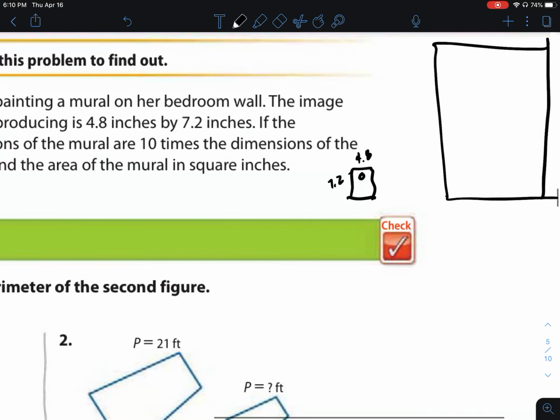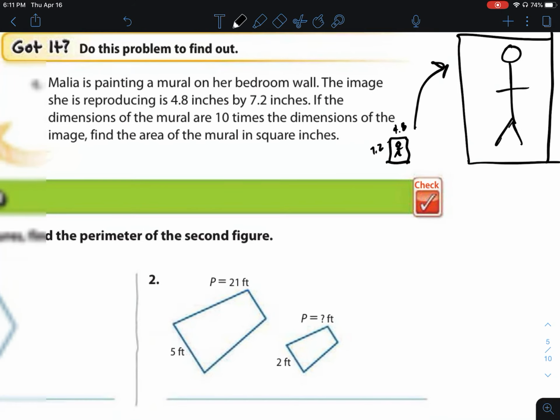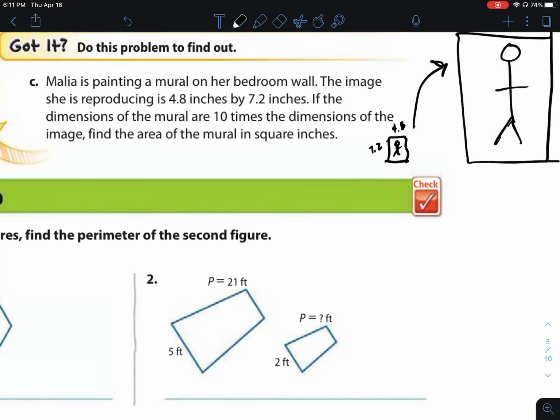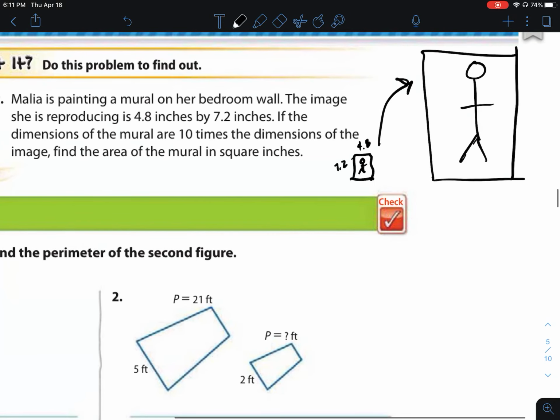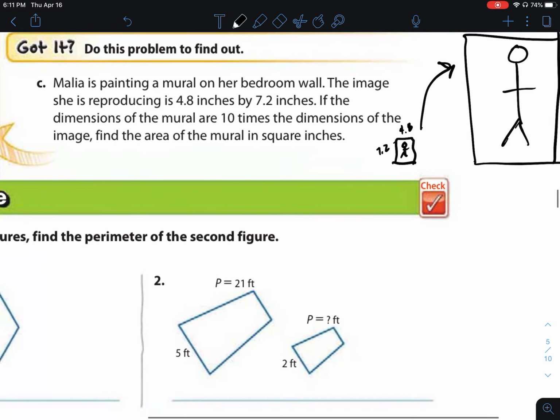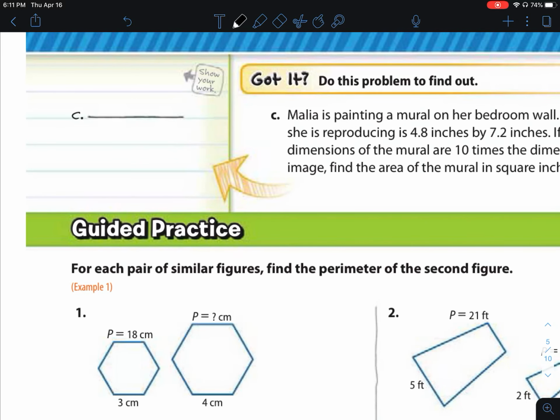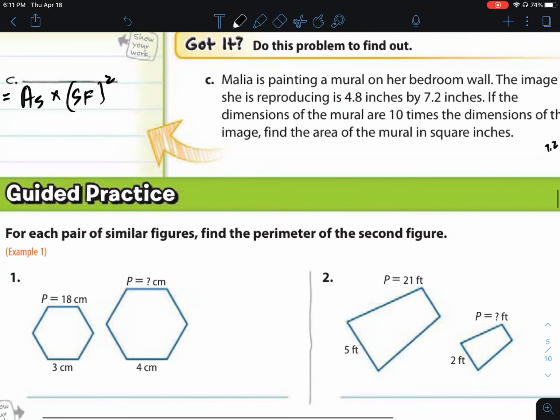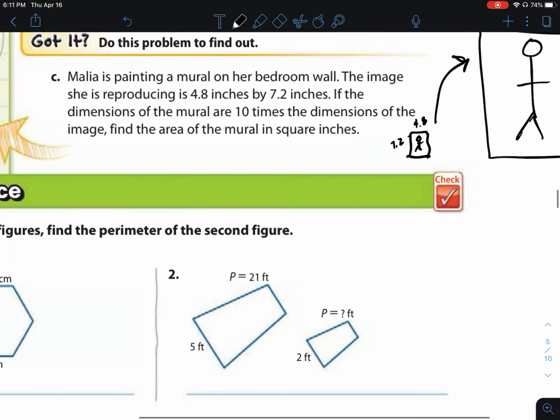So that's your mural right there. Putting it on her bedroom, making it big. If the dimensions of the mural are 10 times the dimensions of the image, find the area of the mural in square inches. Again, let's look at the formula. The formula that we are going to be using here will be the area of the big figure is equal to the area of the small figure times the scale factor squared. So first things first, we need to find the area of our small figure.